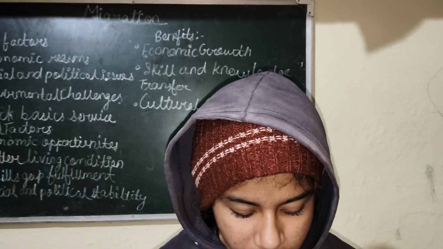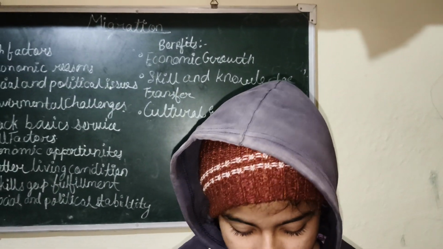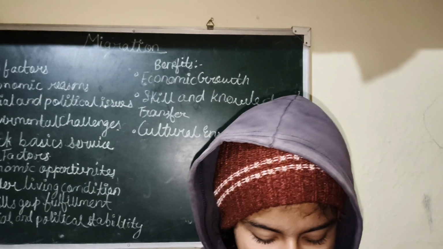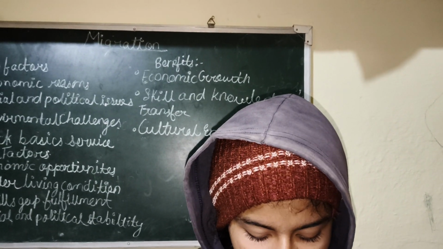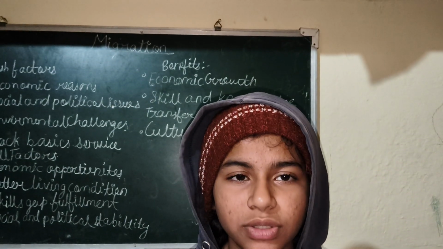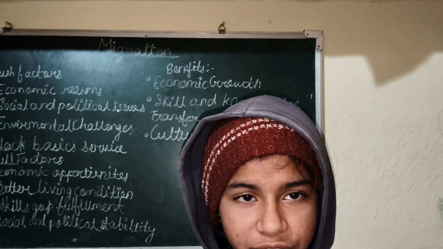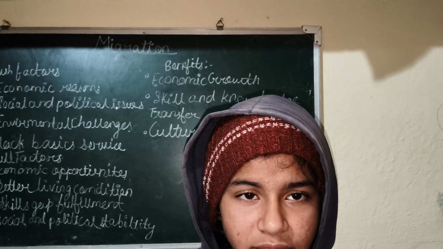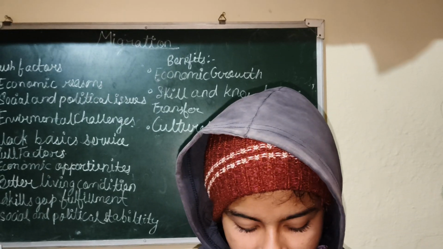Then C1, write true or false. If false, write the correct statement. First one, binary fission gives rise to two daughter cells. So this is true because binary means two and fission means division. So when a smaller organism divides into two, this is known as binary fission.